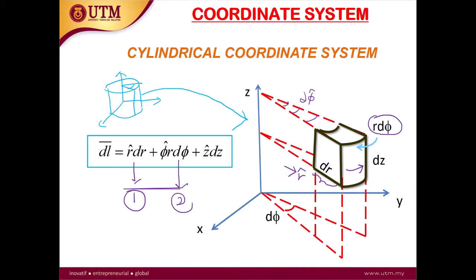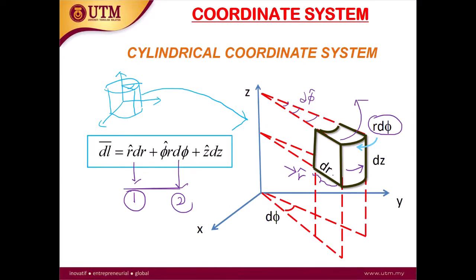So to define the second part, we have r d phi, and then the direction of the r d phi. This is the direction of the r d phi. It's going around the cylinder. So the direction is in the phi direction. So we have phi cap.